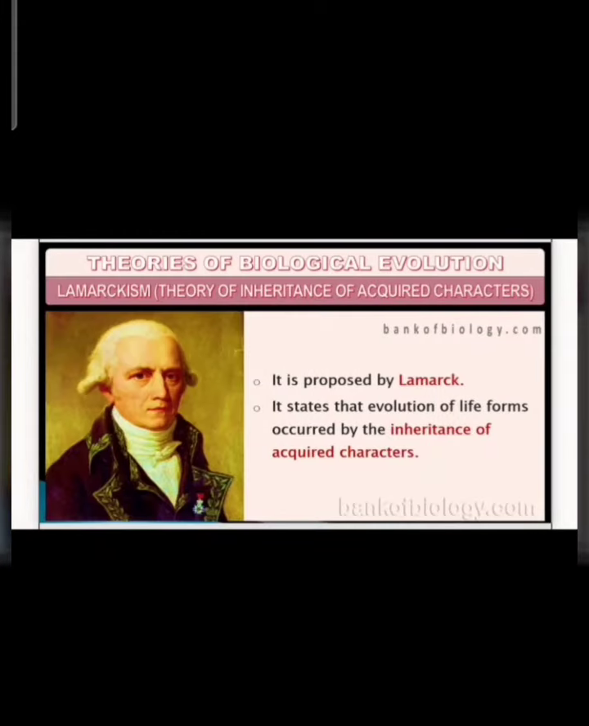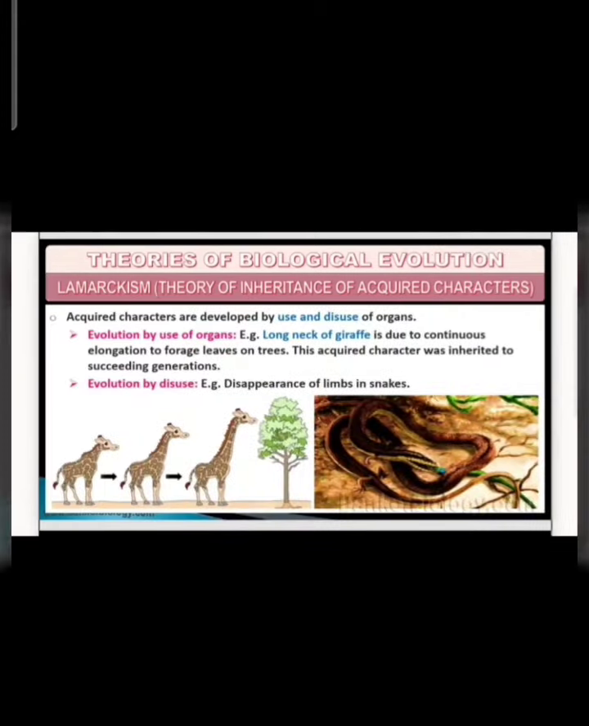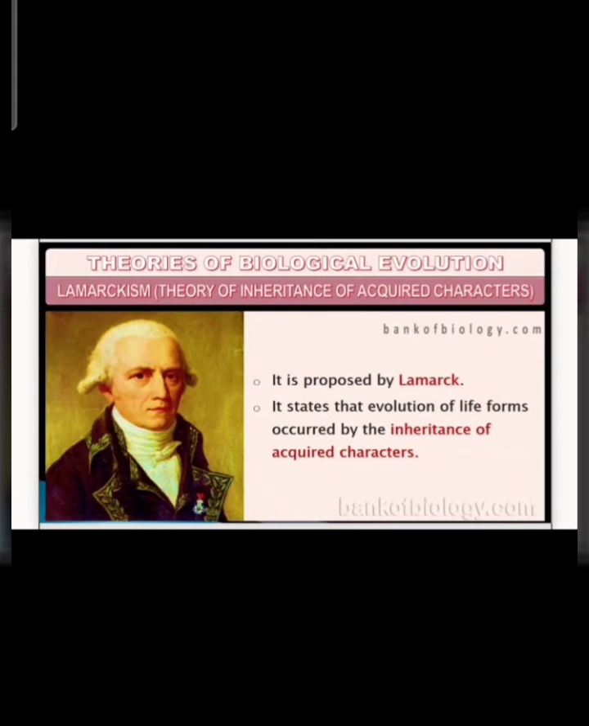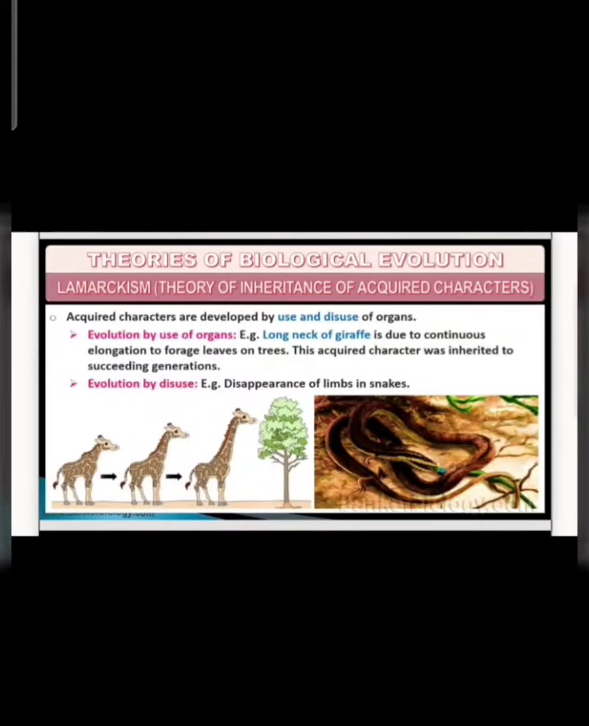So what is Lamarckism? Lamarck is the person who proposed the theory of inheritance of acquired characters. It states that evolution of life forms occurred by the inheritance of only acquired characters. So what are the characters that are acquired? During genetics you have studied inherited characters. What are the acquired characters? What is inheritance of acquired characters?